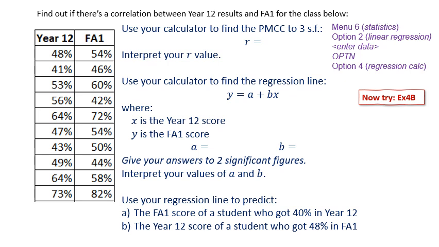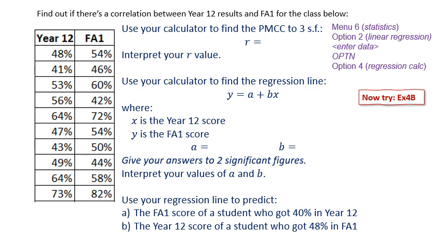So here we have a little bit of example data. We've got scores from the end of year 12 test and from the beginning of year 13 test, FA1 at the start of year 13, for a set of students. On your Casio ClassWiz calculator, you need to choose menu option 6, then choose option 2 for linear regression. That should say something like y equals a plus bx. That will allow you to enter data for your x coordinates and your y coordinates.